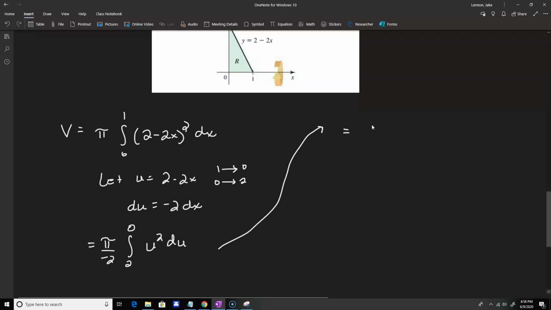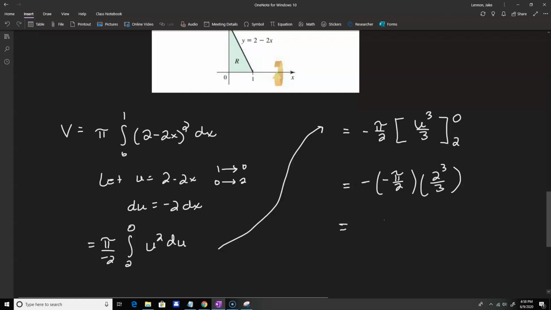We end up with negative pi over 2 times u cubed over 3 from 2 to 0. So the 0 term goes away, and then we're subtracting the 2 term. So in fact we get negative pi over 2 times 2 to the 3rd power over 3. One of the powers of 2 will cancel with the 2 in the denominator, so we should just get 4 pi over 3. And that should be the volume.